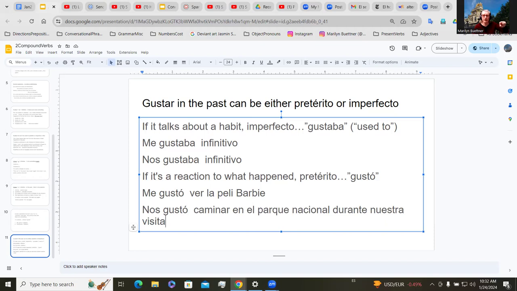It might have been harder for you to come up with an example with gustó, but if you've got one, I'd like to hear it. Sí, bien. Nos gustó comer la cena con la familia el domingo pasado. Eso sí, we liked having dinner with family.